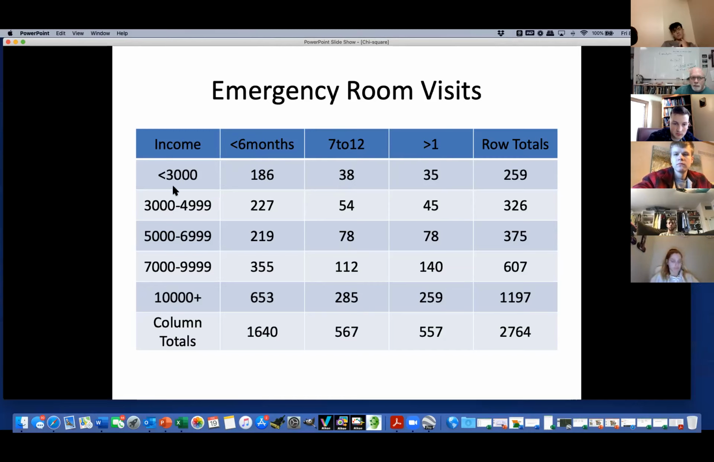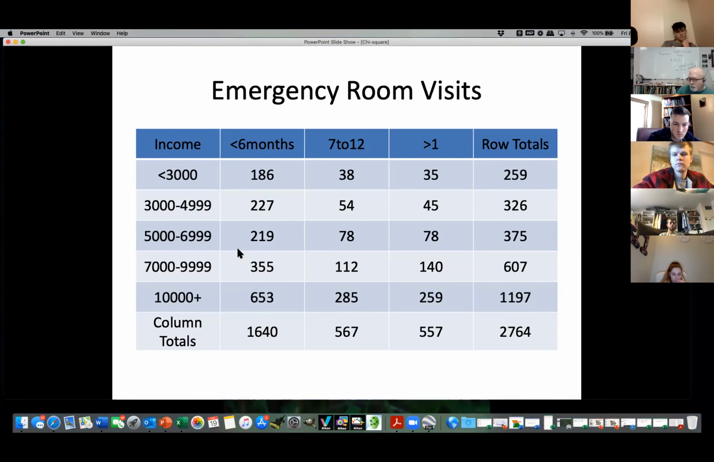And then it looks at income. Do you make less than $3,000 a year, $3,000 to $5,000 a year, $5,000 to $7,000, $7,000 to $10,000, and then $10,000 or more? And then it just has responses to this table. Well, it looks like a lot more people have visited the hospital in the last 6 months than in 7 to 12 months or greater than a year. And it also looks like people who have more money tend to visit the hospital more than people who have less money. So it stands to reason that the expected value should vary somewhat depending upon the frequency at which you go and what your income is.